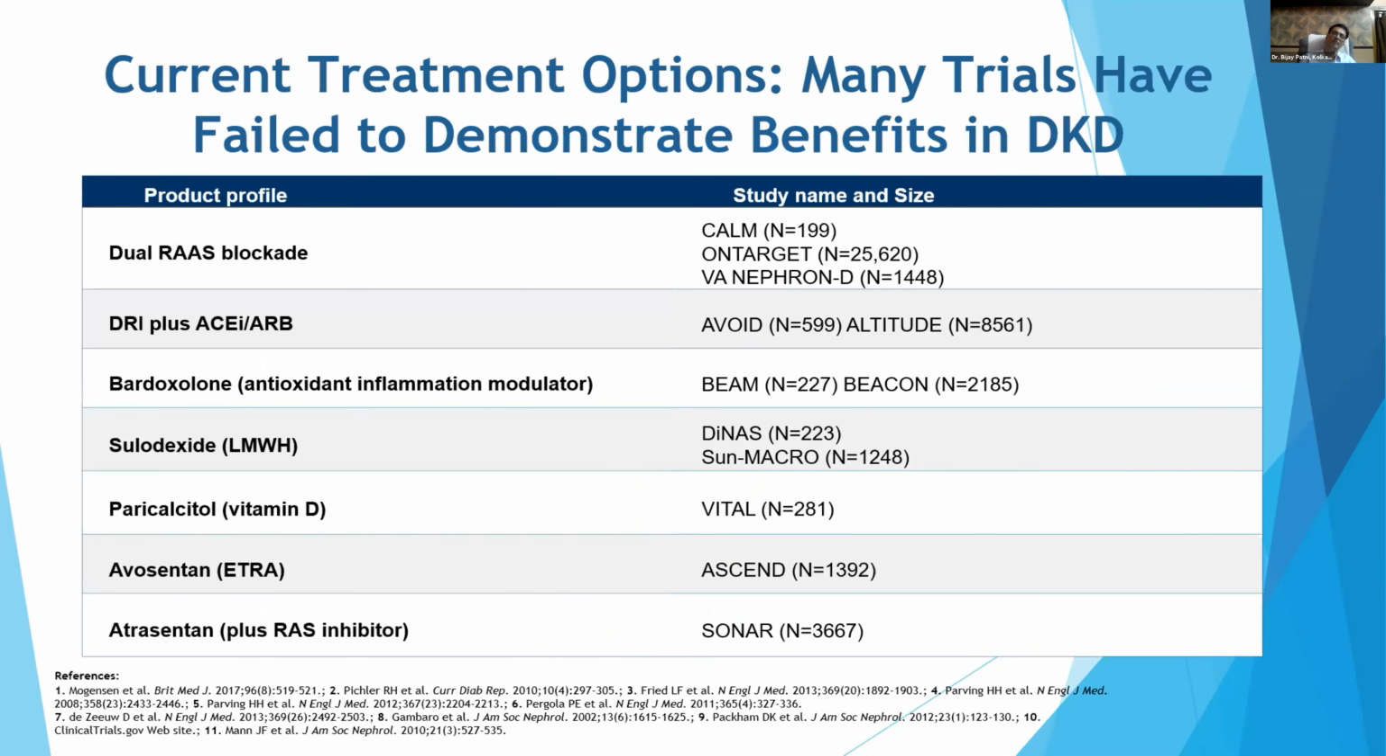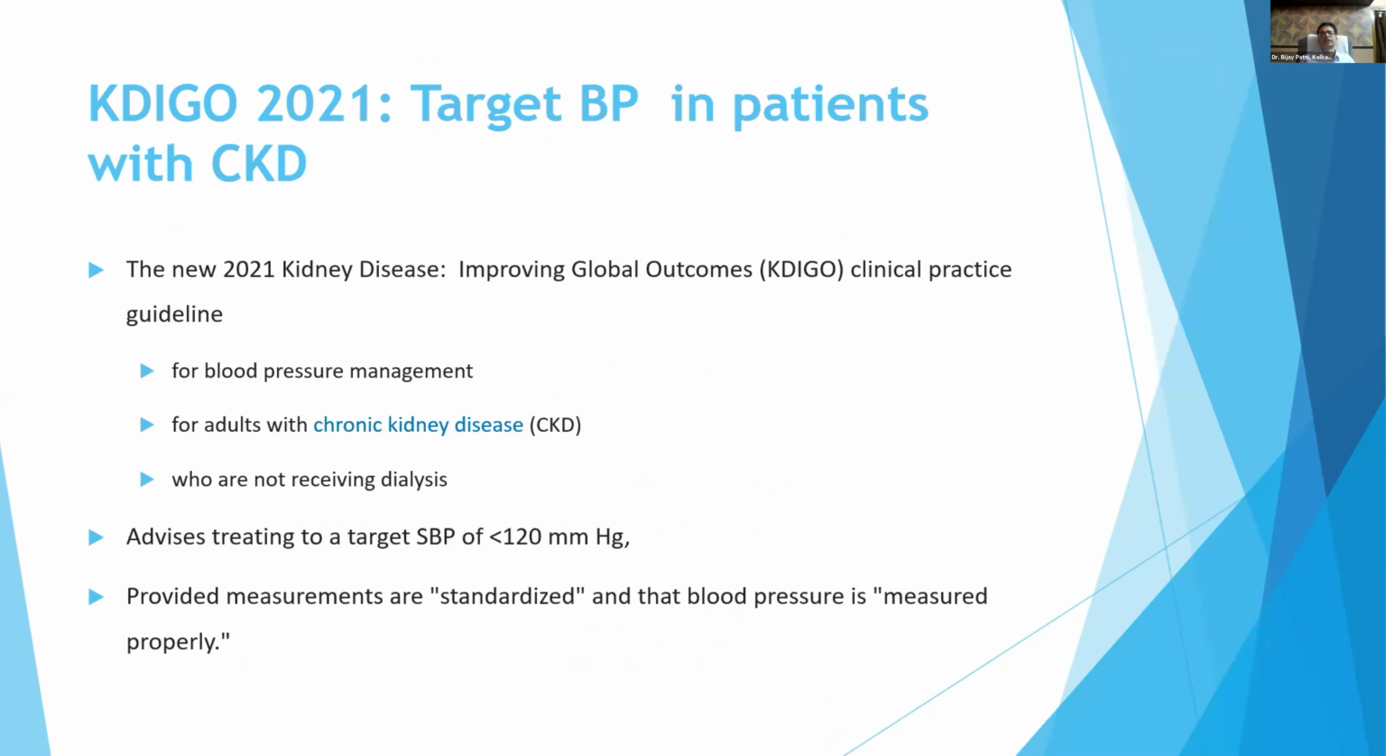So there have been many trials which actually failed to demonstrate benefits in data, particularly in diabetic kidney disease. These are the various trials. You can see the various molecules that have been used, and unfortunately, most of them have failed to demonstrate any benefit in DKD. What about the KDIGO 2021?